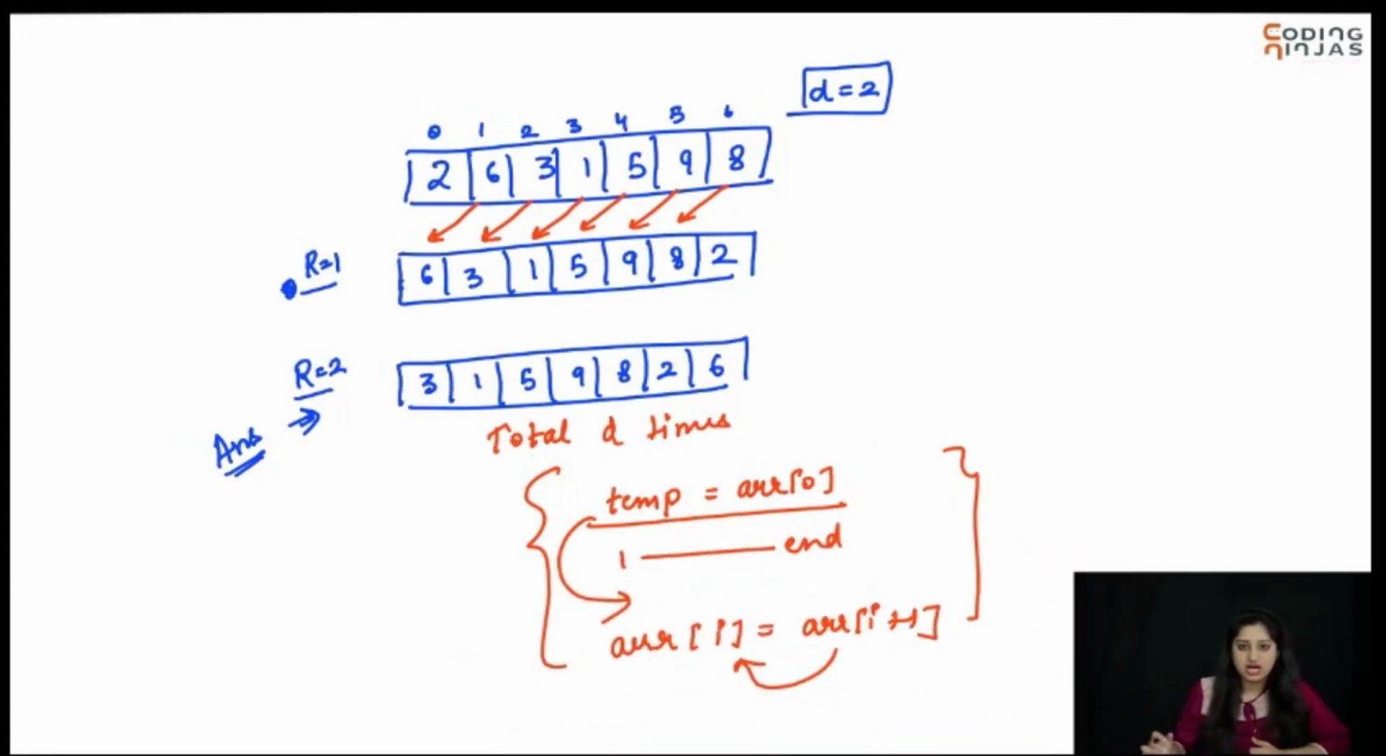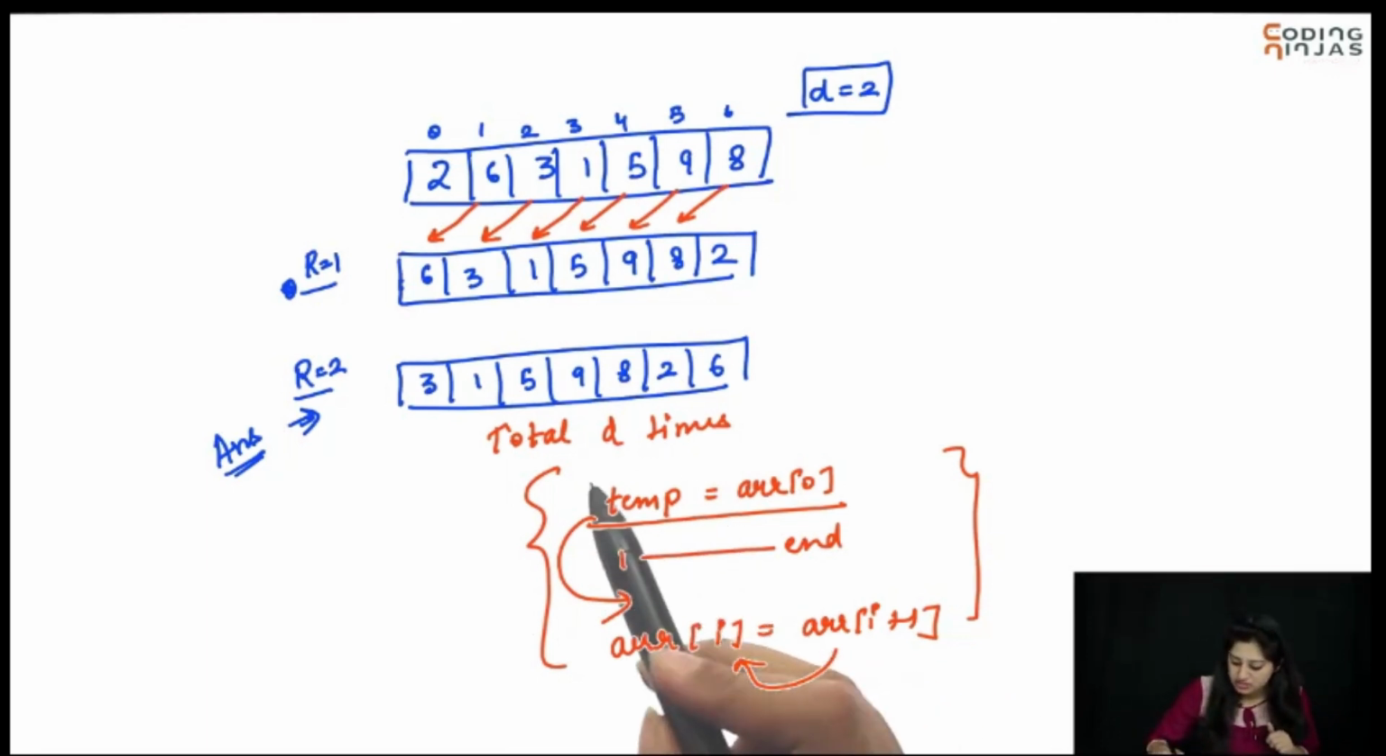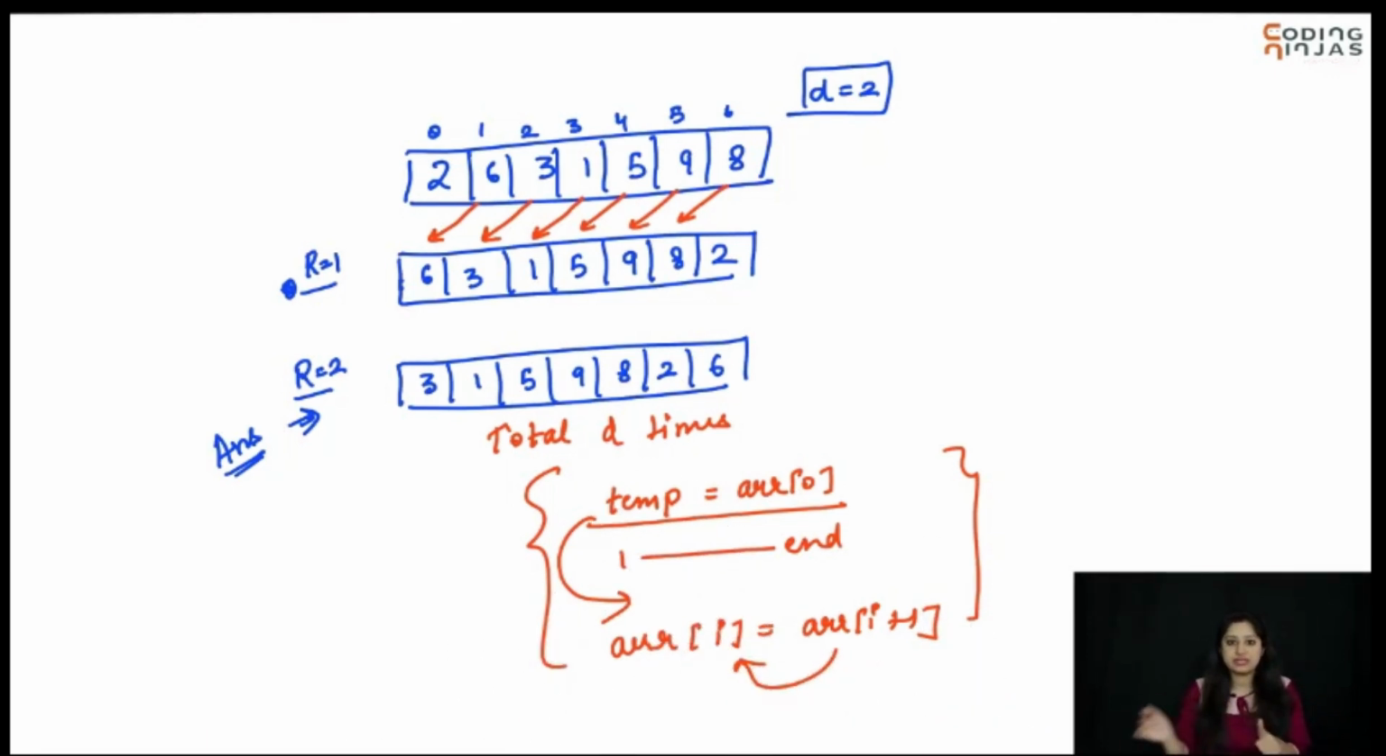So this was the task that we discussed. To shift array by 1, we have to shift array in total by d. So we should perform this task repeatedly total d times. Okay, I hope you can visualize how the code is going to look like. How are we going to proceed? So this is one way of solving it.